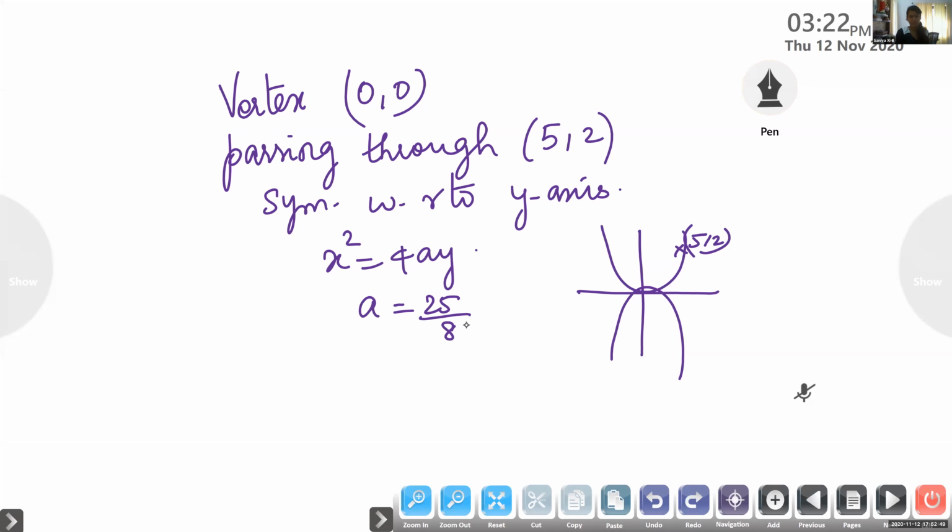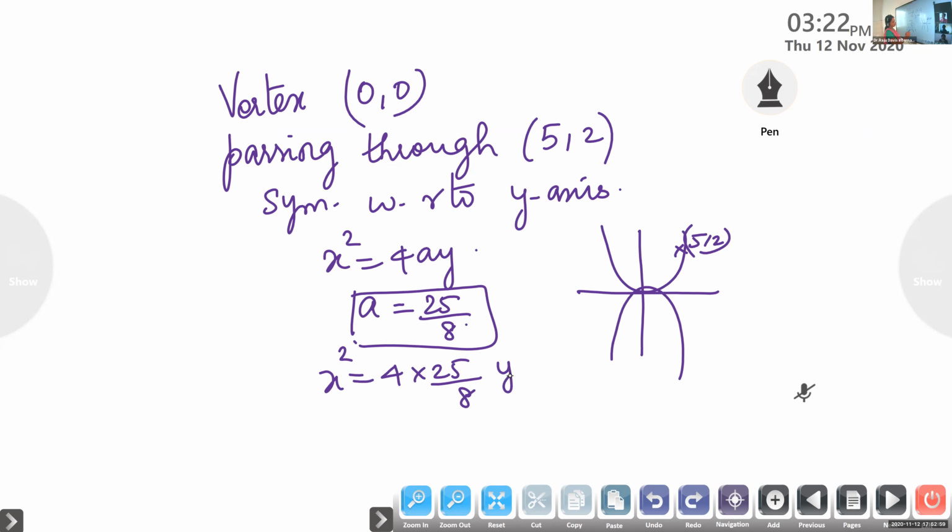So if a is 25 by 8, substitute in this equation. The equation is x square is equal to 4ay. So x squared is equal to 4 into 25 by 8 into y. When you cross multiply, you will get 2x square is equal to 25y.